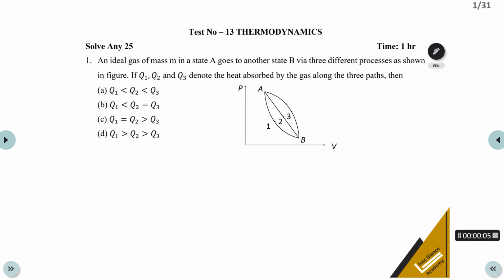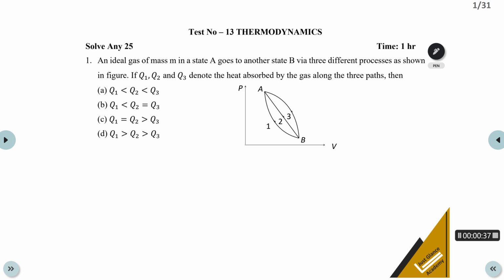Now I am discussing the solutions of test number 30, that is on thermodynamics. First question. An ideal gas of mass m in state A goes to another state B via three different paths as shown in the figure. If Q1, Q2 and Q3 denote the heat absorbed by the gas along the three paths, then okay, fine.